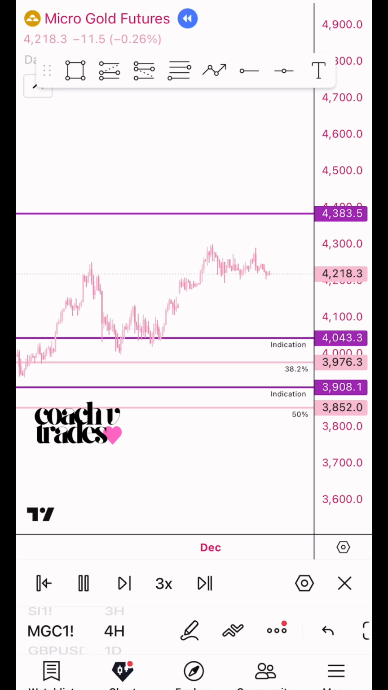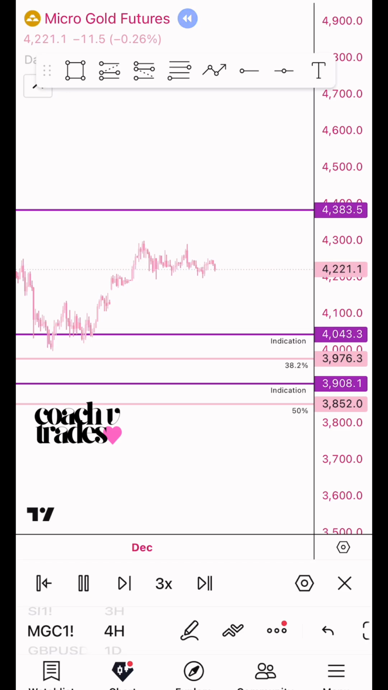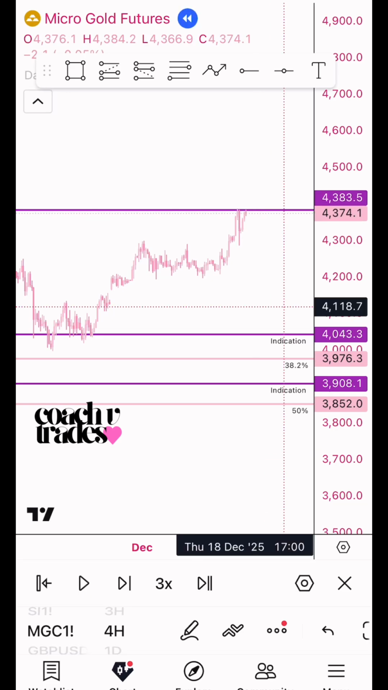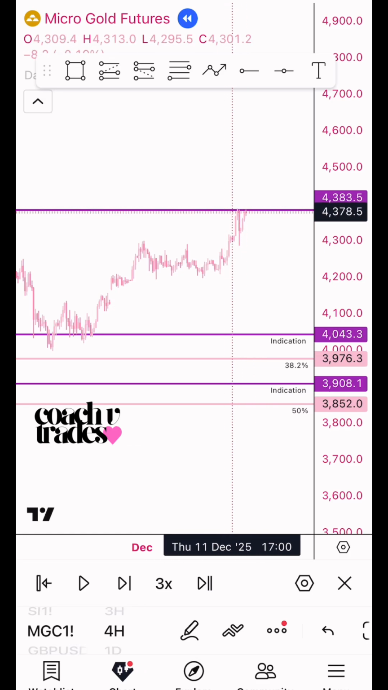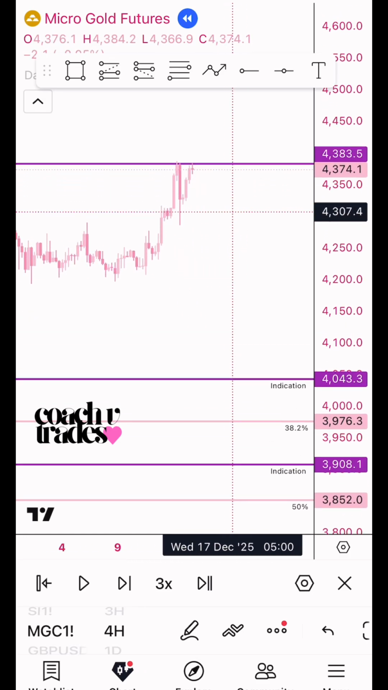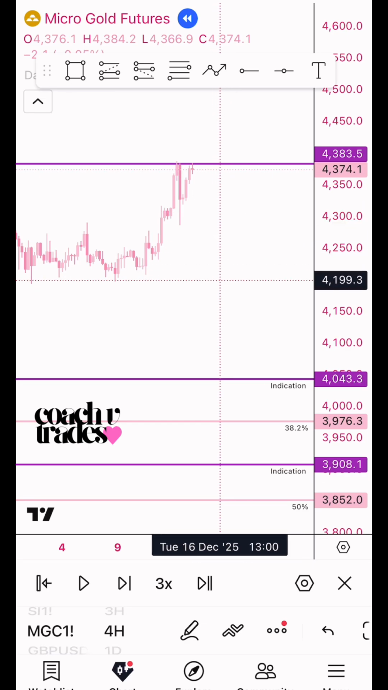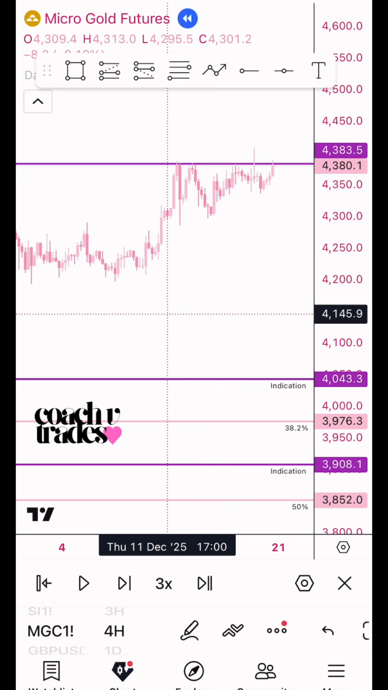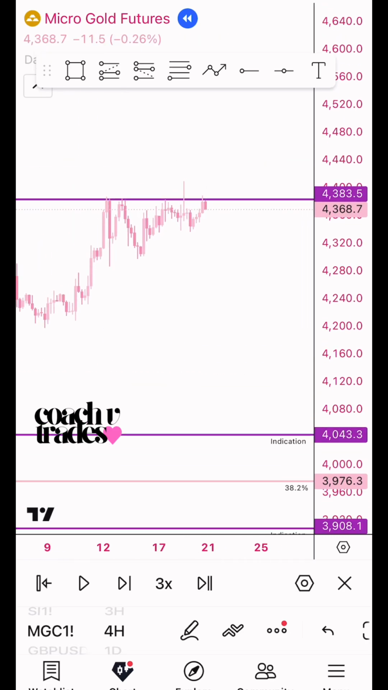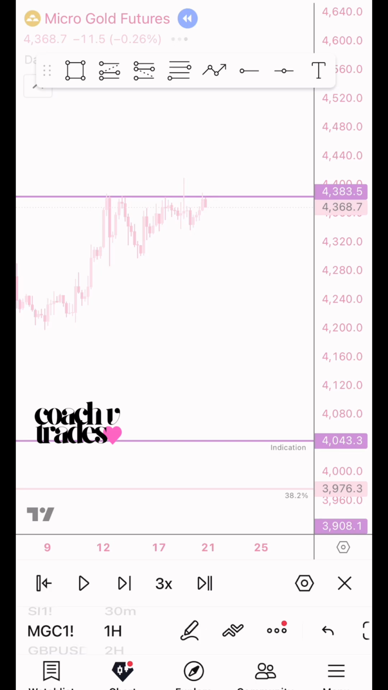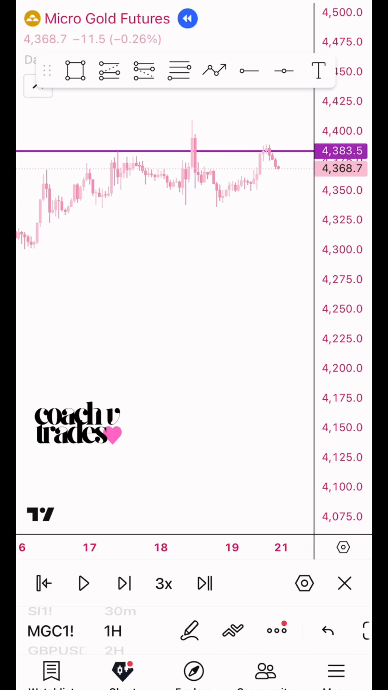Okay, as you can see, price never came back down to the 38.2% or the indication. Yeah, it kind of straddled up and down, but what did it do? It ended up coming up and testing this high, came back down, gave an indication that it wanted to go higher. Let's go to the 1 hour. Gave an indication that it wanted to go higher.